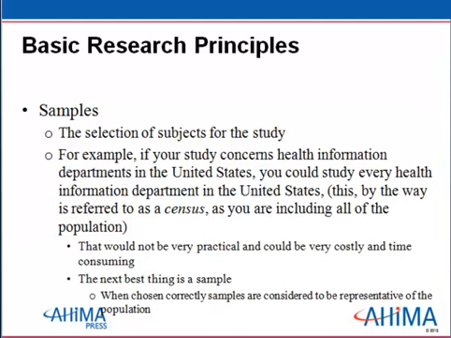Another consideration in data collection is the selection of subjects for your study. For example, a study on health information departments in the United States could try to include every HIM department in the nation, but that would likely prove impractical and costly and time-consuming. So the next best thing is to use a sample. When chosen correctly, samples are considered to be representative of the population.